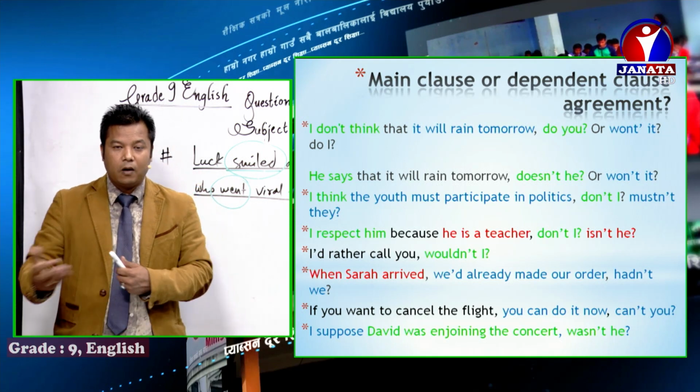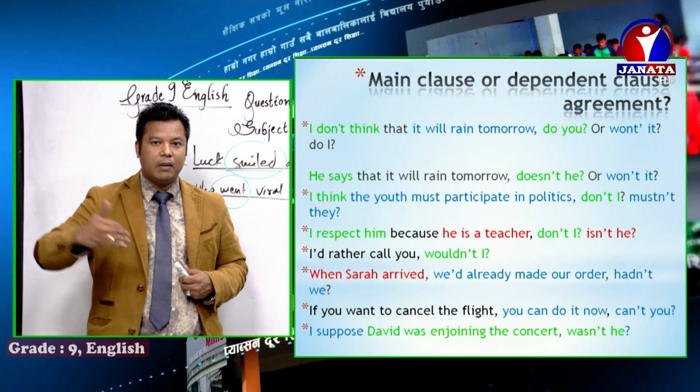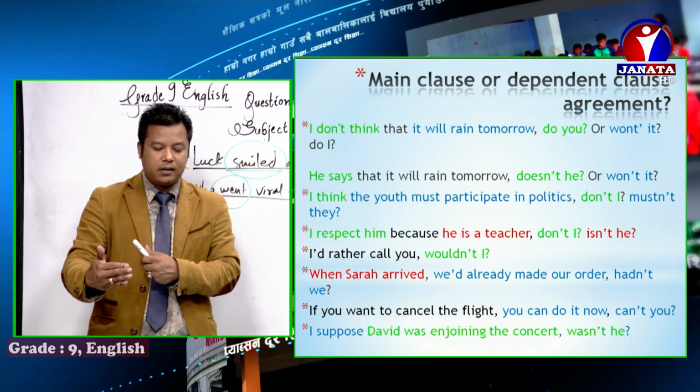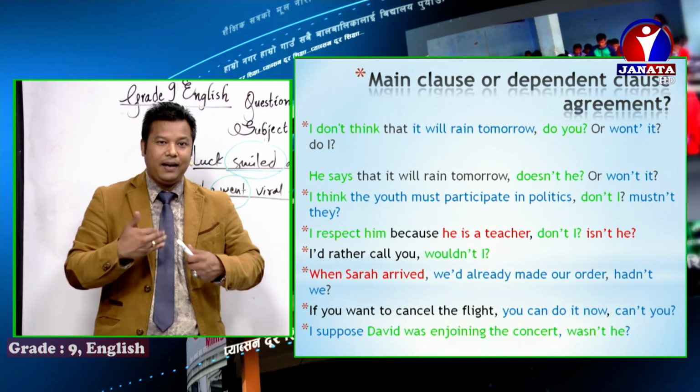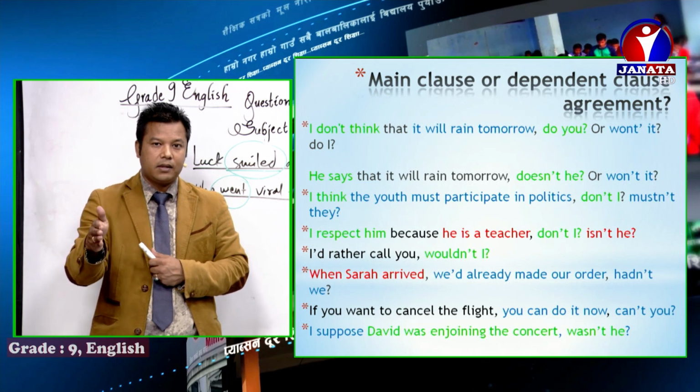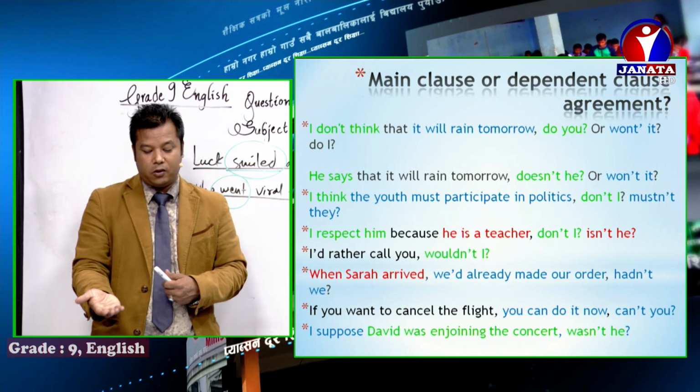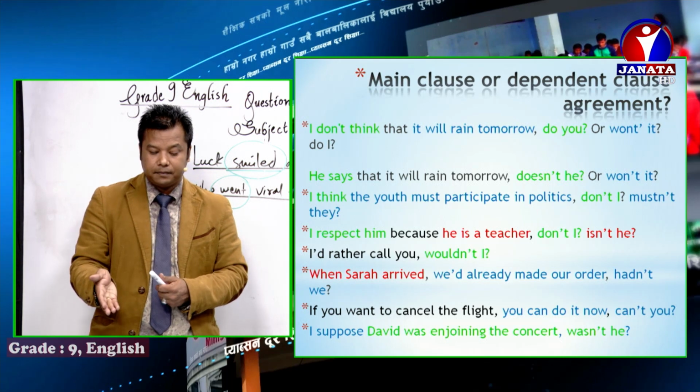I'm seeking confirmation from somebody whom I'm talking to. Do you agree with me on this? The youth must participate in politics. I think this, so do you agree on this? Now you're asking for that confirmation, so you can ask, mustn't they?